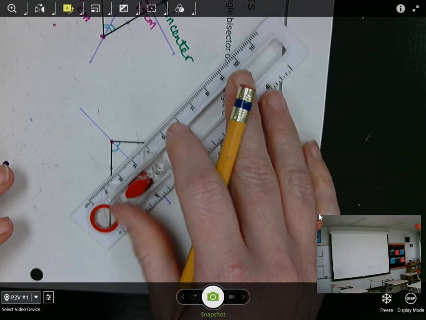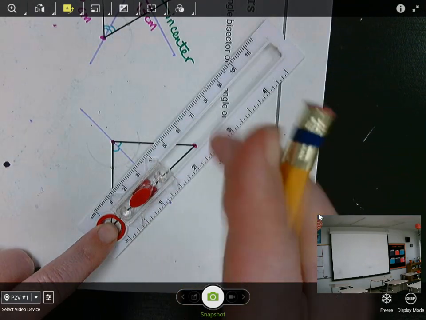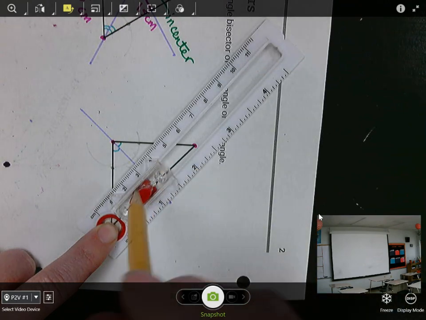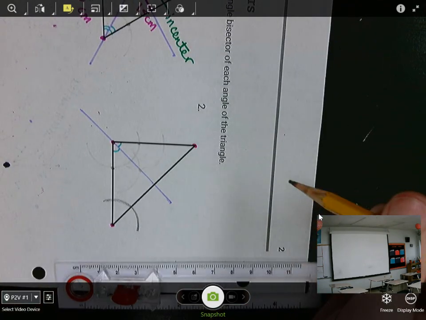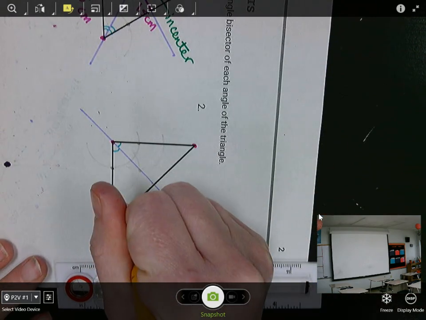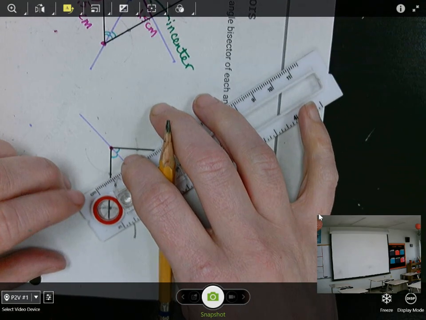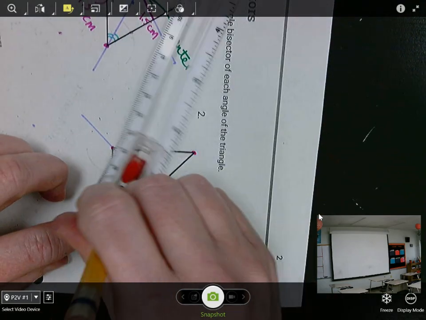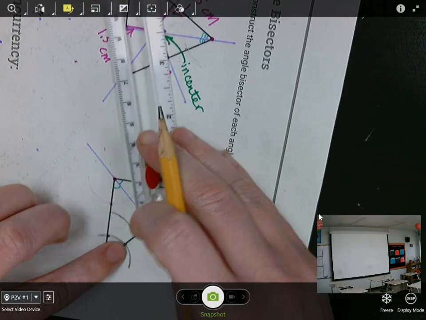Using the same settings, put that right there on the center. Put your finger on it. Put your pencil in there. Okay. And then where it intersects the sides is where you want to put your points. And then you're going to do the same thing. So first from this side. And then do it again from this side, from this point right here.